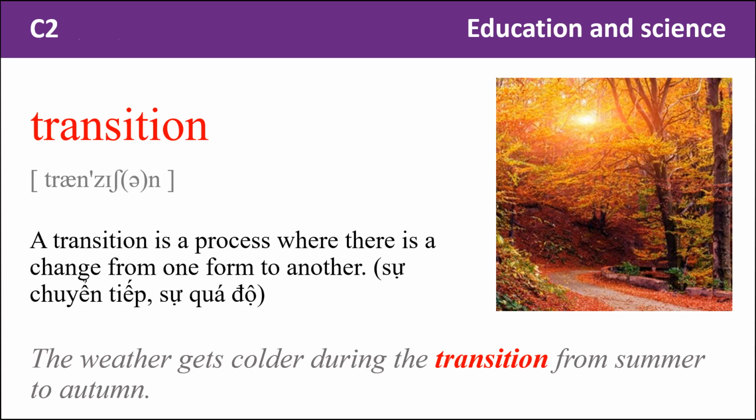Transition. A transition is a process where there is a change from one form to another. The weather gets colder during the transition from summer to autumn.